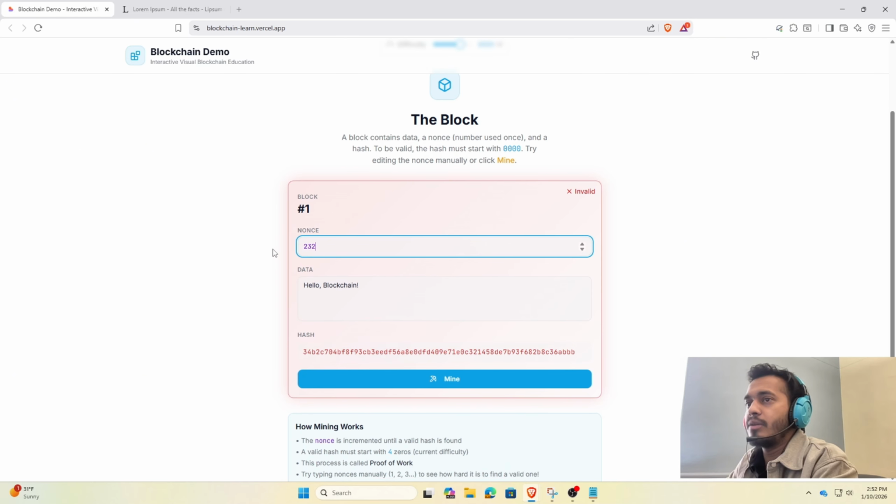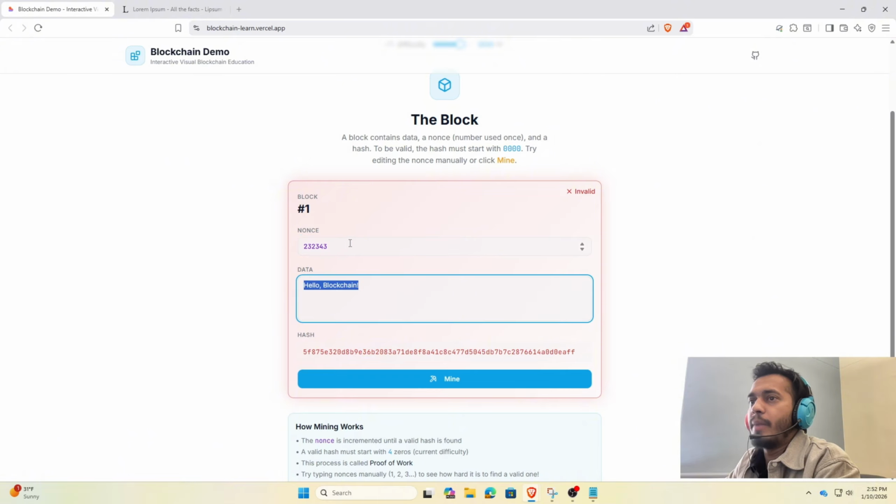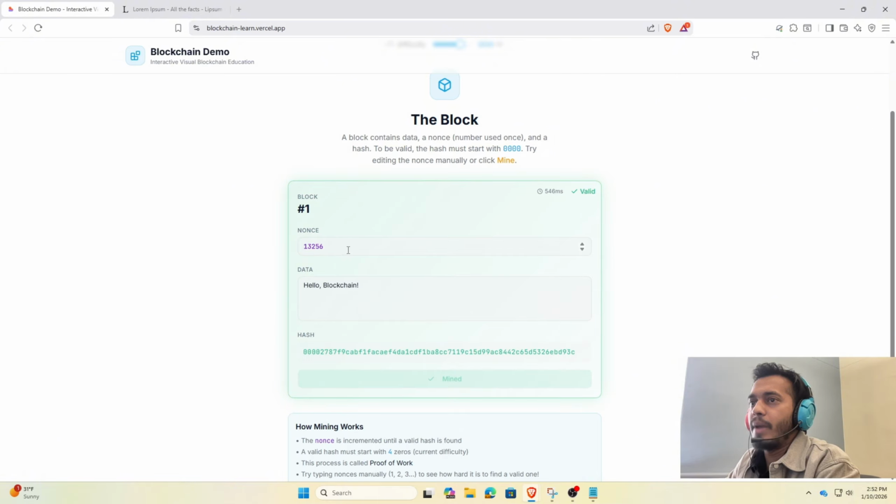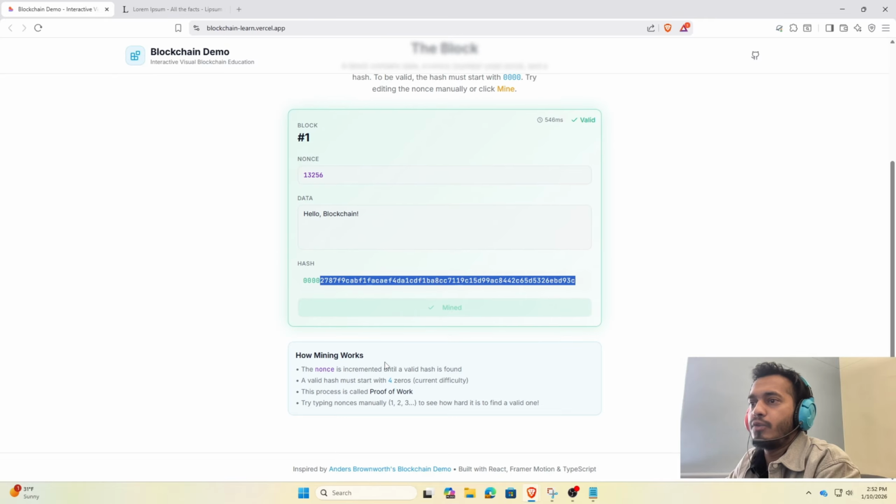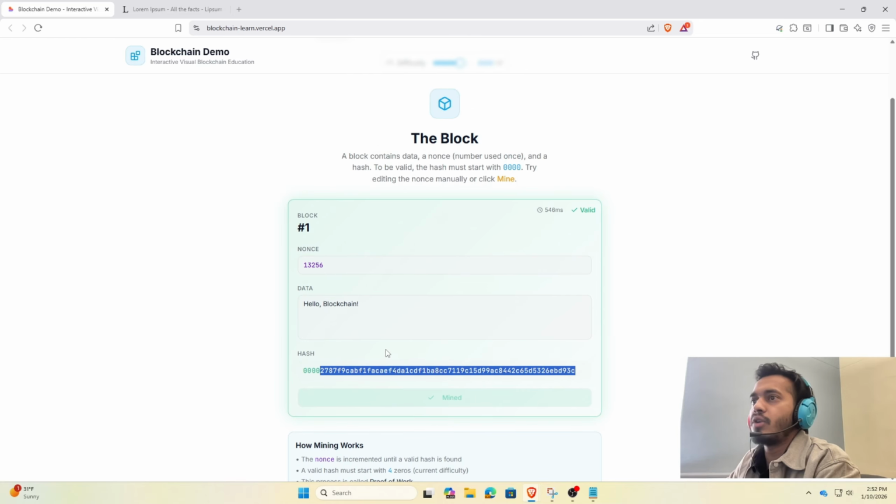Okay, so if I keep on trying with different numbers, it can take a whole day if I do it manually. But if I press mine, it's going to calculate and find me that 13,256. So these numbers, when combined with this data and this block number, produce a hash, and this hash starts with 4 zeros. Okay, so this is all about mining.